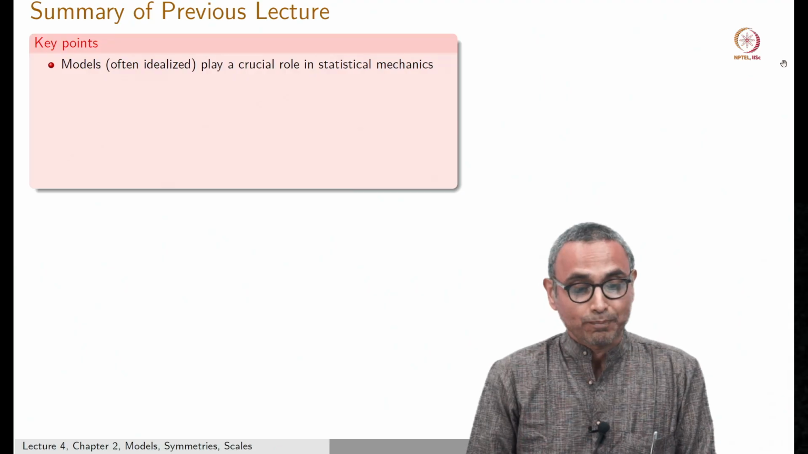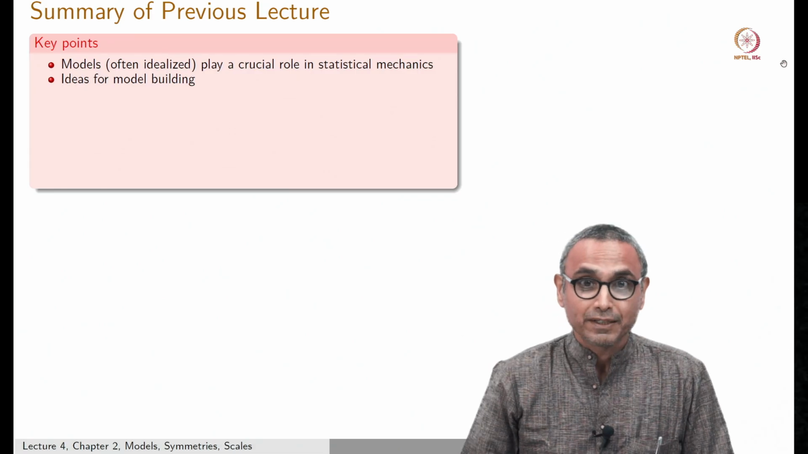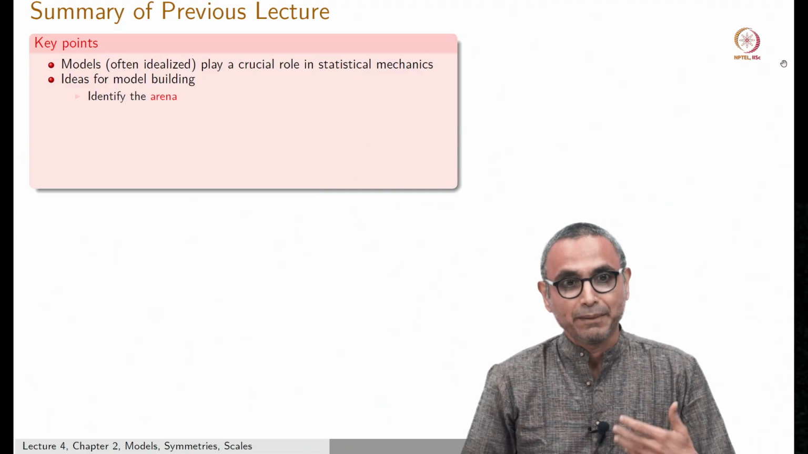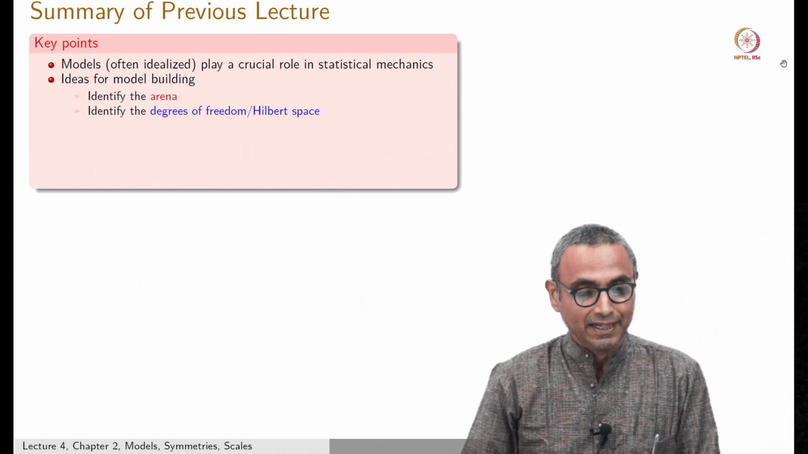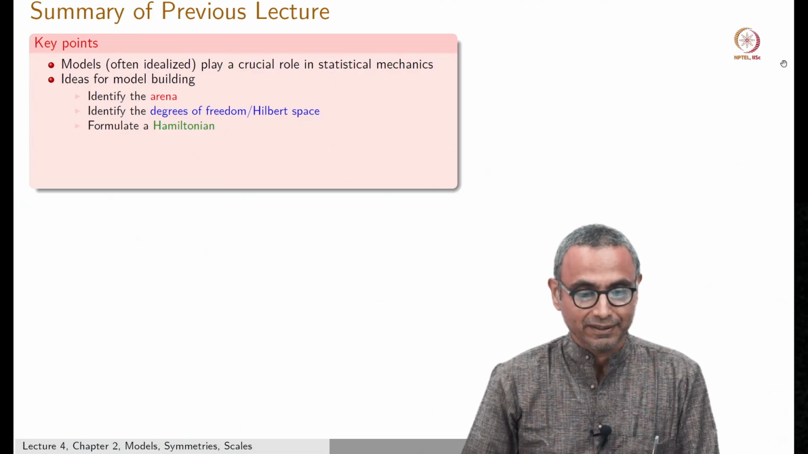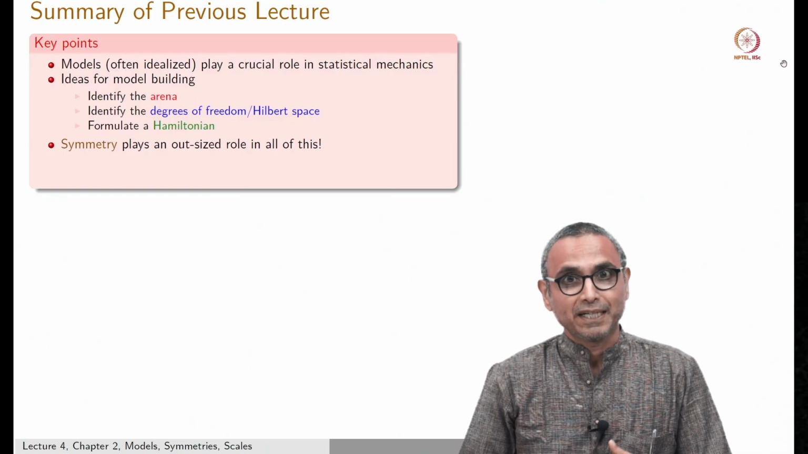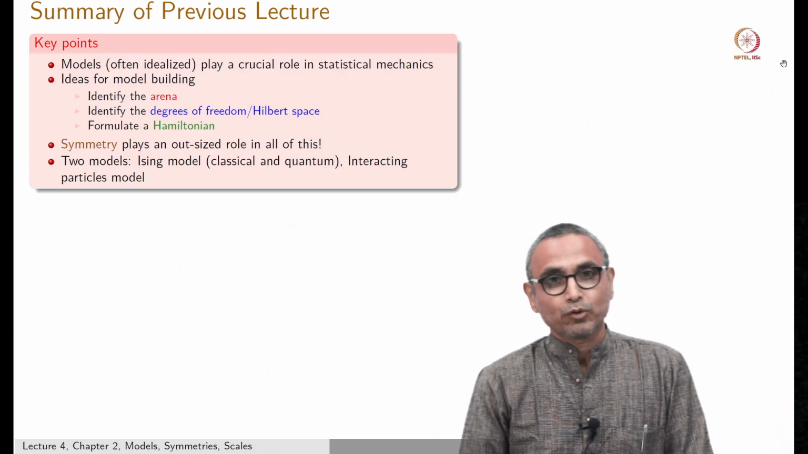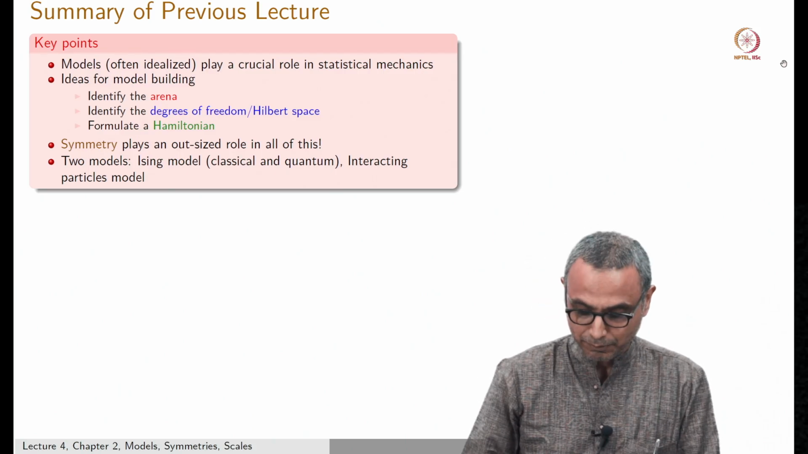So we discussed models and what crucial role they play in statistical physics, and we built on some ideas for making models. The three main points were to identify an arena, to identify the degrees of freedom that would sit on these arena points, and then formulate a Hamiltonian or an energy function that depends on the configuration of the degrees of freedom. And we pointed out that symmetry plays a very important role in building this whole model. And we looked at two models, the Ising model, and we also briefly looked at the interacting particles model, which is a model in the continuum.